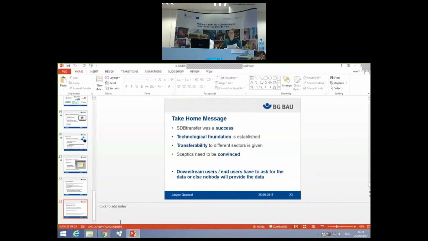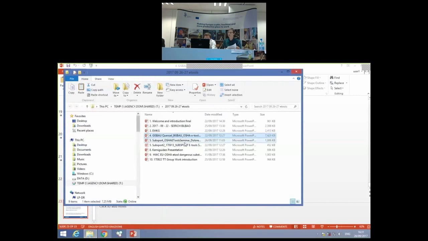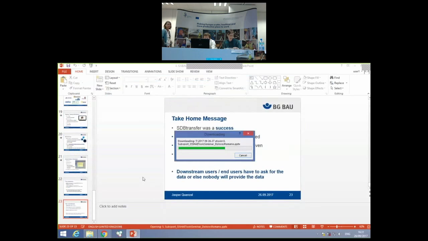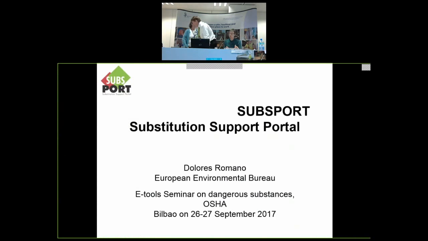We'll now move on to the final presentation of the afternoon, which again is a slightly different tool, the Subsport e-tool, which focuses on one aspect of the prevention and control approach, which is the substitution of dangerous substances.